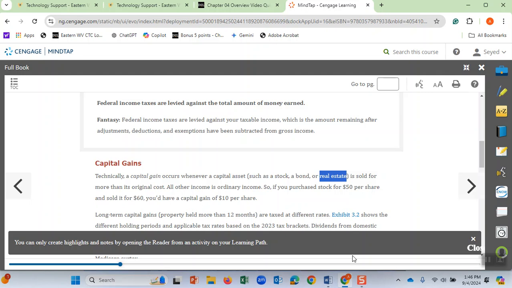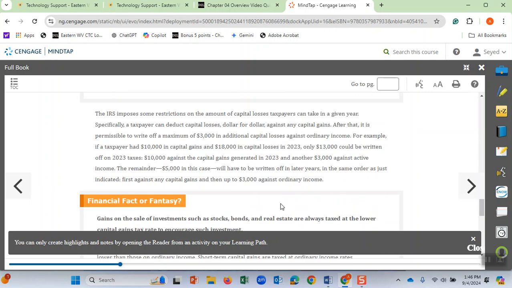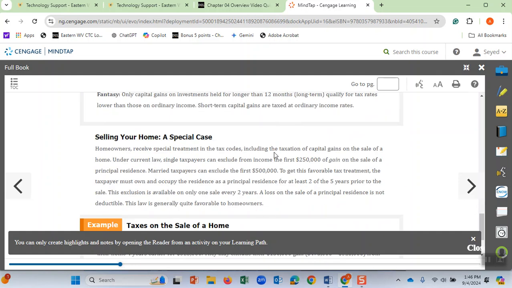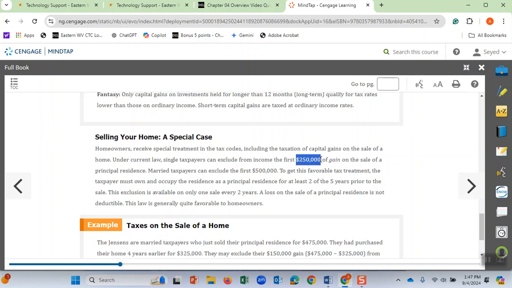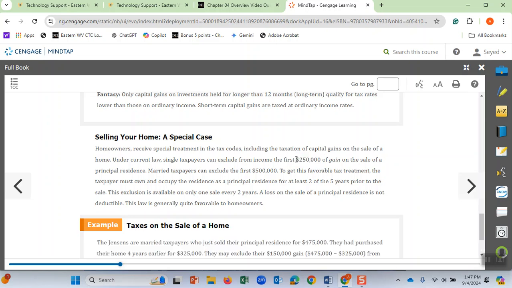Therefore, the state, West Virginia, wants a portion of it, and the federal government wants a portion of that $50,000. There is also something interesting about people who have a house and sell it. Imagine you buy your house for $100,000, and the house becomes worth $350,000. That means you make $250,000 on the house, because you paid $100,000 and now it is $350,000.